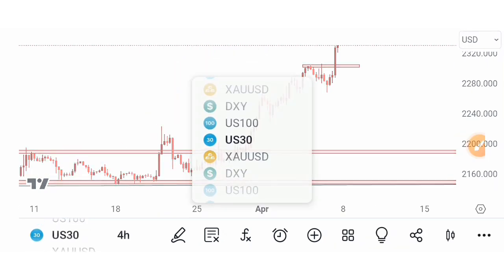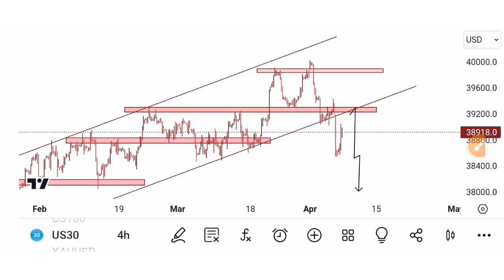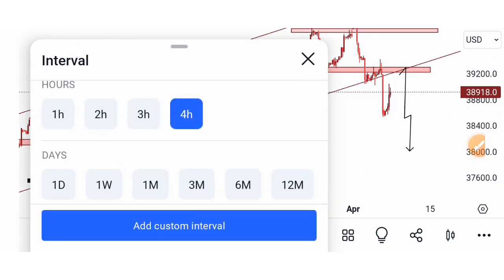Moving on to US30, I'm bearish on this particular instrument. So let's go to a higher time frame first.